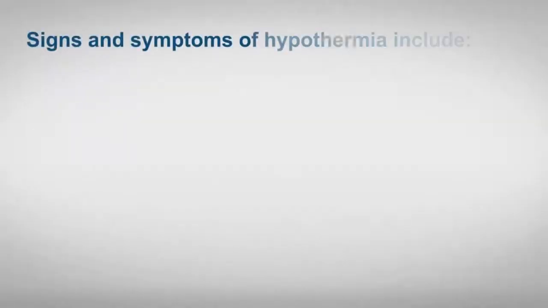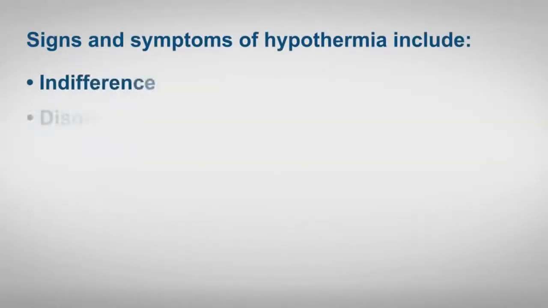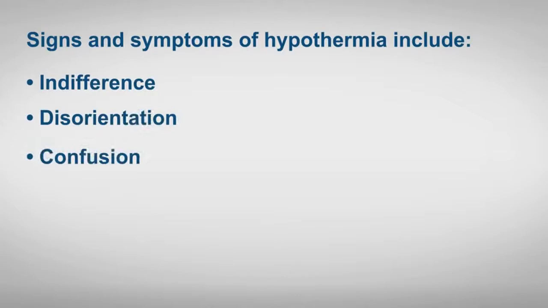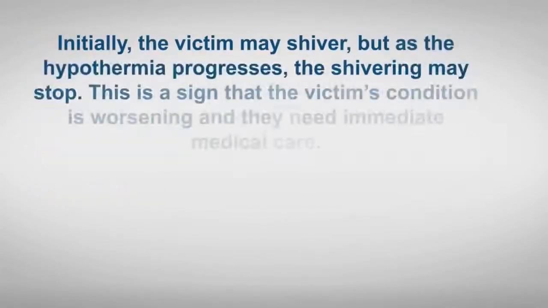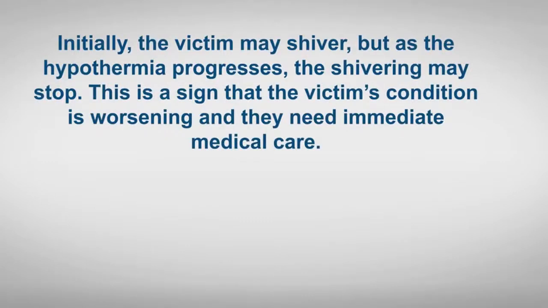A victim who has hypothermia may seem indifferent, disoriented, or confused. You may notice that the victim has a glassy stare. Initially, the victim may shiver, but as the hypothermia progresses, the shivering may stop. This is a sign that the victim's condition is worsening and they need immediate medical care.